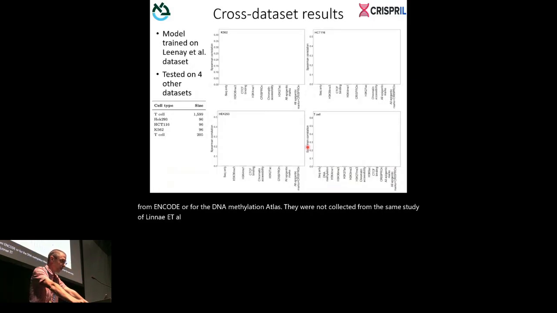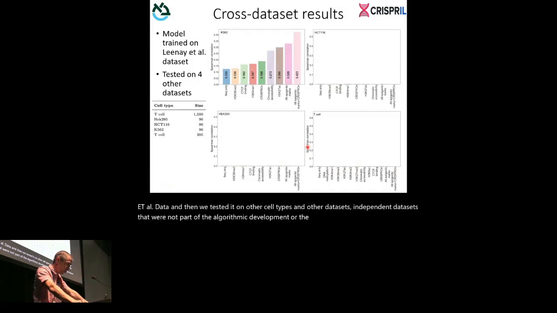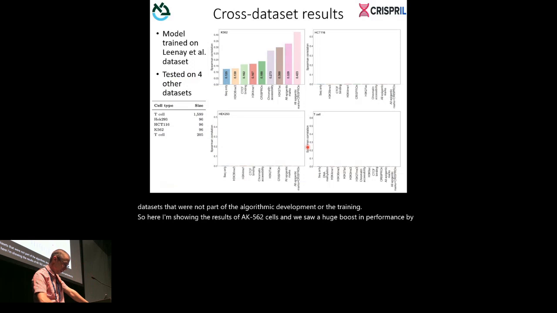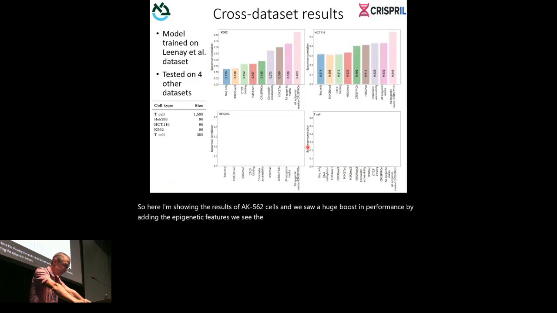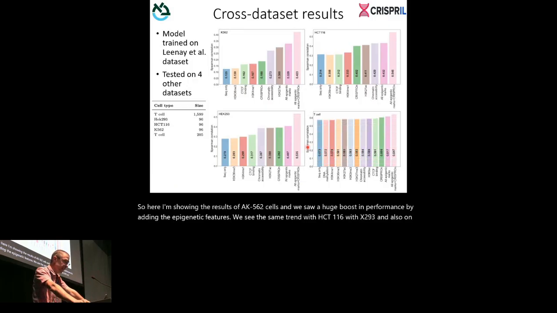Now moving on to the cross-dataset results, we trained our model on the Lina et al. data, and then we tested it on other cell types and other datasets, independent datasets that were not part of the algorithmic development or the training. So here I'm showing the results over K562 cells, and we see a huge boost in performance by adding the epigenetic features. We see the same trend with HCT116, with HEK293, and also on the independent T-cell data of Ito et al.